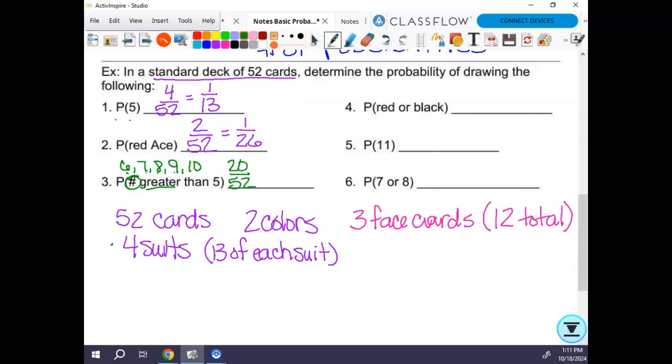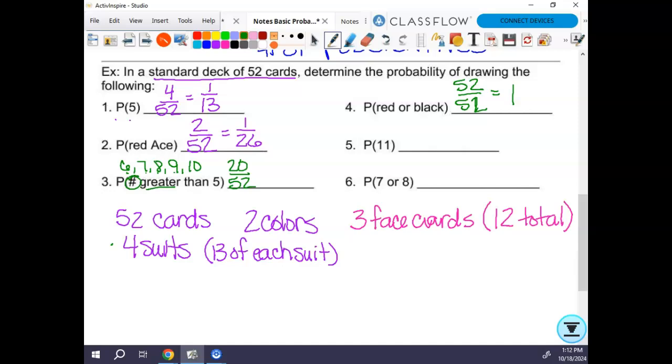There's 26. How many black cards are there? 26. Are there any cards that aren't red or black? No. So this is just 52 out of 52, which gives you what? 1. Because it's a 100% chance. If you draw a card, it's going to be a red or a black card, unless you have some weird card deck. Like I have some that are red and green because they're Christmas, but that doesn't count.